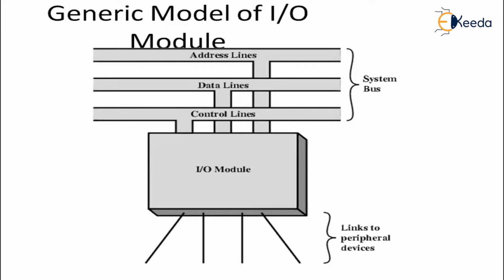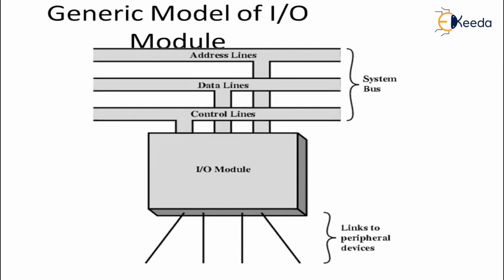And control lines are directly connected with the IO modules, as well as directly connected with data lines and address lines, so that a proper interface can be established between the different modules that are coordinating with each other, and we are able to get the desired output. Now, one question that should come to your mind is, IO module is connected to the control line, and via the control line, IO modules are connected to the address and data lines.